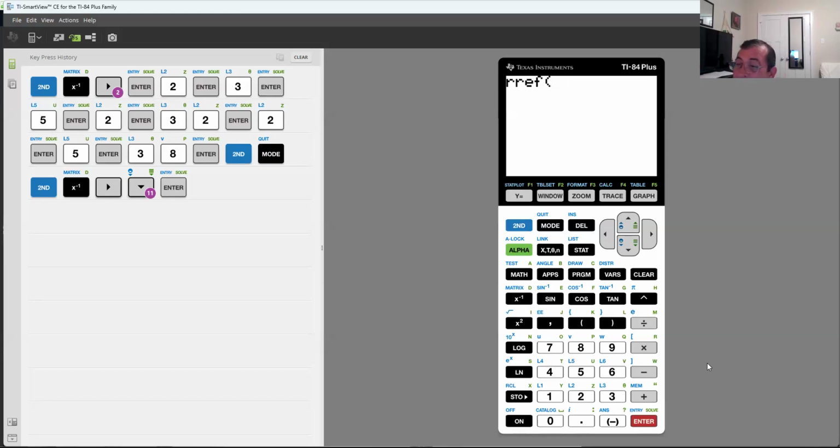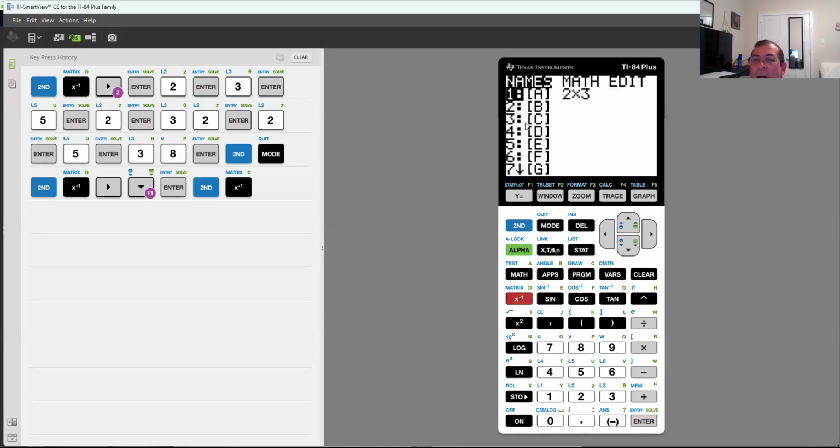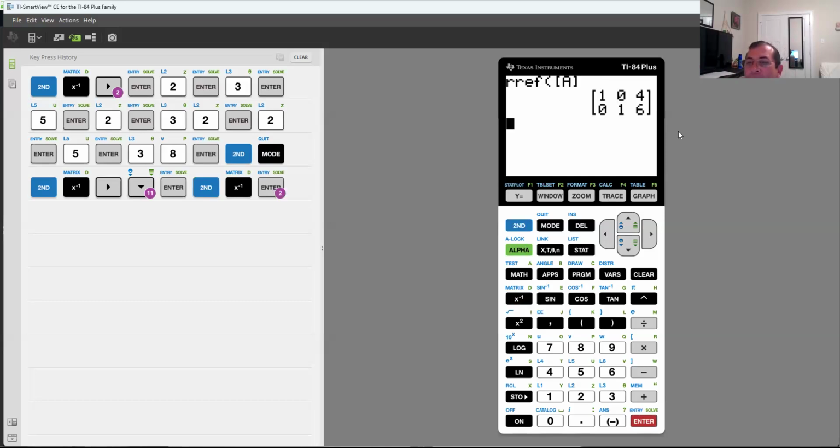Well, y'all, now I got to go grab the matrix. So for the third time, you hit second x-1. Now look at number 1 has an A and it has my 2 by 3 matrix. So all I do is hit enter. So now the calculator will solve this matrix when I hit enter. And y'all look, on the right column, the 4 and the 6, those are the answers in alphabetical order. The x is 4, the y is 6. So the same exact answers we got doing this by hand, okay?